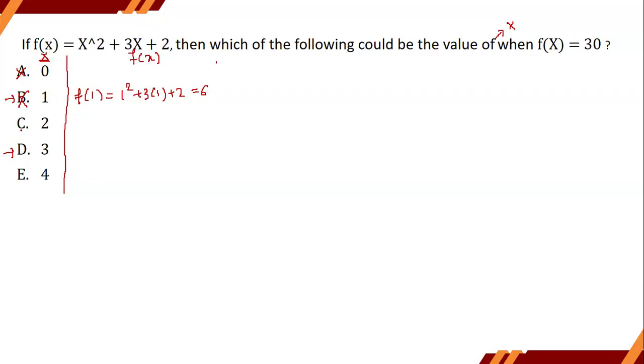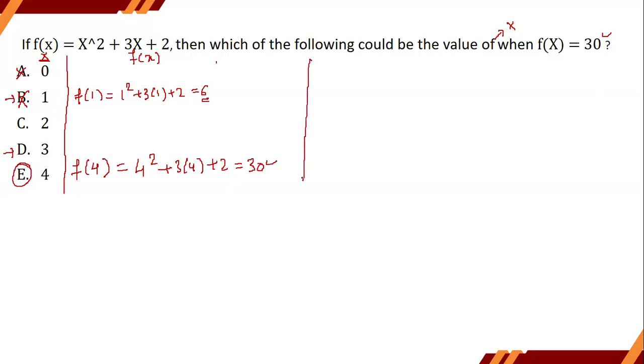Now, instead of moving with C and D, I would prefer to go immediately to answer choice E, because here this is a very small value, right? And we need 30. So let's check with answer choice E. That is, if x is equal to 4, every instance of x will be replaced by 4 in the function definition. So we have 4 squared plus 3 times 4 plus 2. So 16 plus 12 plus 2, that gives us 30. So this satisfies the condition given in the question. So the answer to our question is answer choice E.